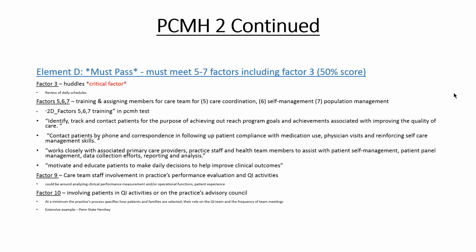Factor 10, a lot of resistance towards this factor, involving patients in quality improvement activities or on a patient or a practice's advisory council. So again, those quality improvement activities, this is not looking at patient feedback from surveys, that falls into a different element. But there you see, at a minimum, the practice's process specifies how patients and families are selected, what their role would be within that team, and how often this team meets. So this could be a once-a-year, twice-a-year thing.